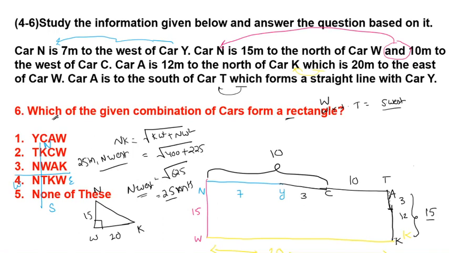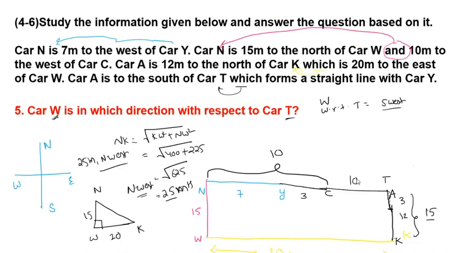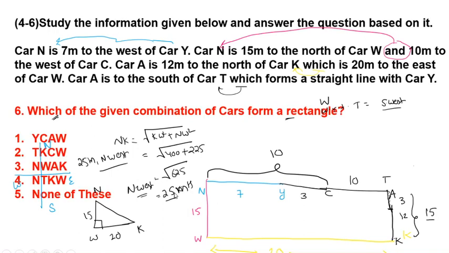So last question. Yeah, this is the last question. Which of the following combination of cars forms a rectangle? So we need a rectangle. YCAW. So where is Y? YCAW. No, this is not a rectangle.